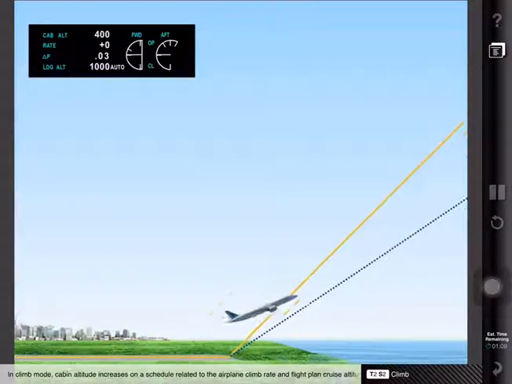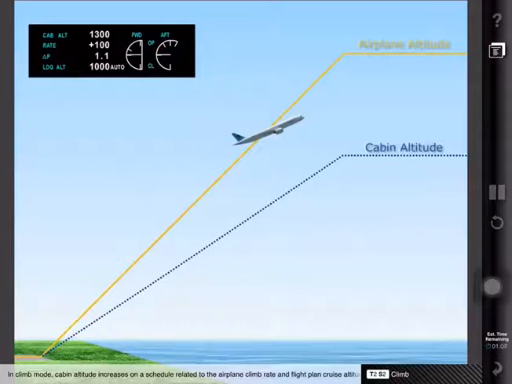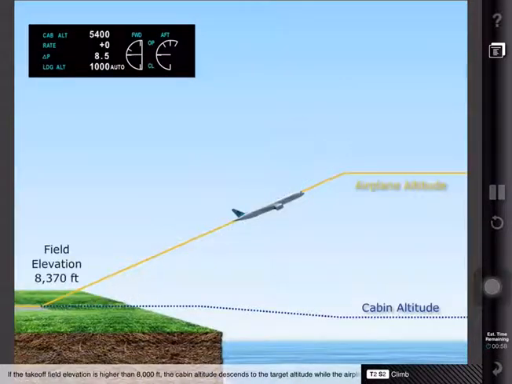In climb mode, cabin altitude increases on a schedule related to the airplane climb rate and flight plan cruise altitude. If the takeoff field elevation is higher than 8,000 feet, the cabin altitude descends to the target altitude while the airplane is climbing.